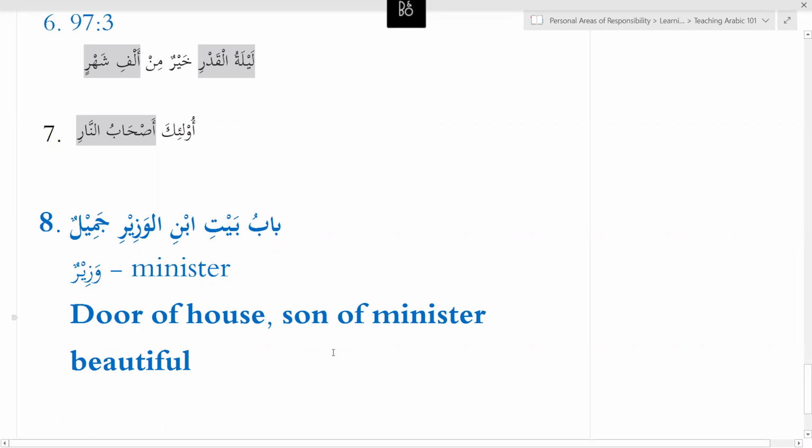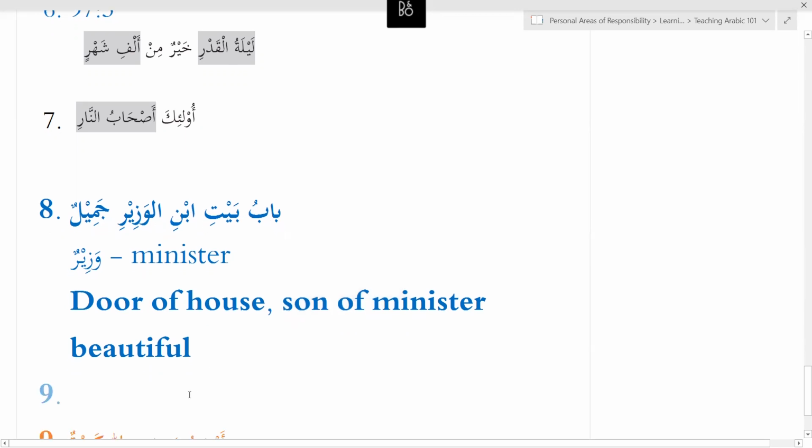Zahan, who's beautiful? Door of the house. Okay, then what is son of minister doing here? Door of house is beautiful would be Babul Baiti Jamilun. Both are beautiful means I would put Babul Baiti wa Ibnul Waziri Jamilun.